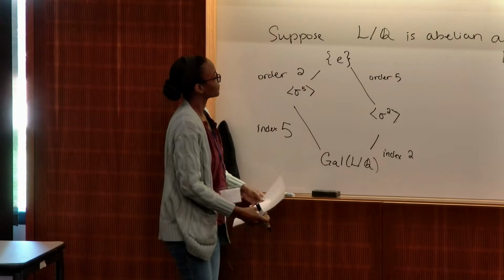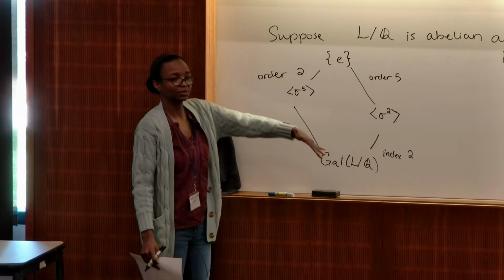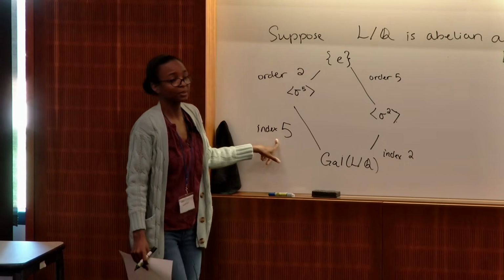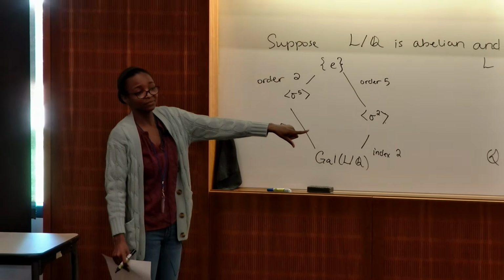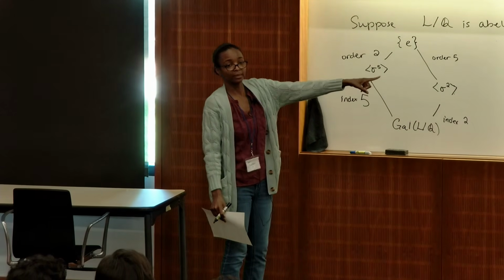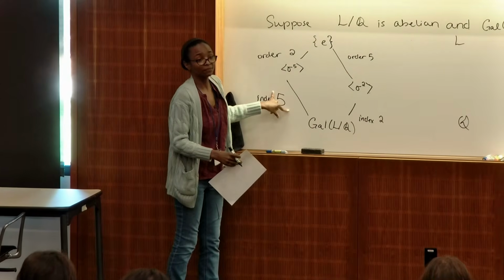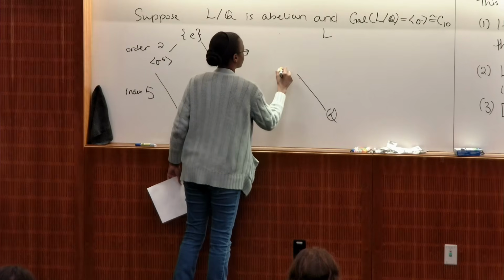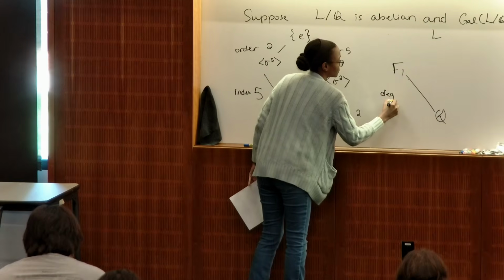All right. The correspondence tells us here, let's look for subfields starting with Q and working our way up. This is telling me that I have an index 5 subgroup. It has to correspond to some field extension. What do I know about the degree of that field extension? My hint is I didn't erase that yet. Yeah. I have some degree 5 extension. So degree 5.